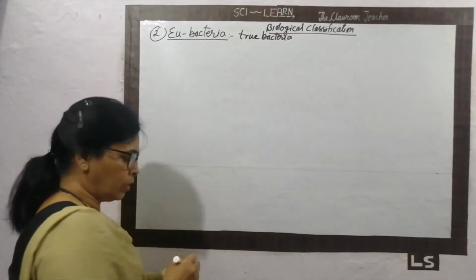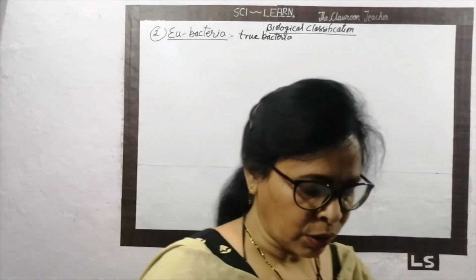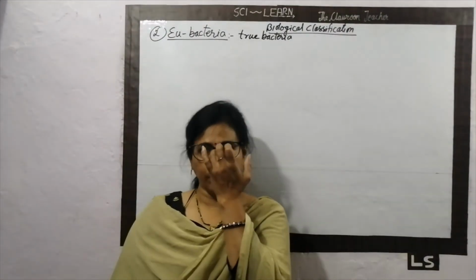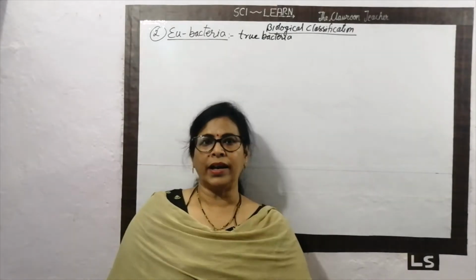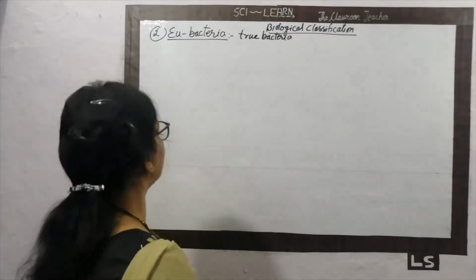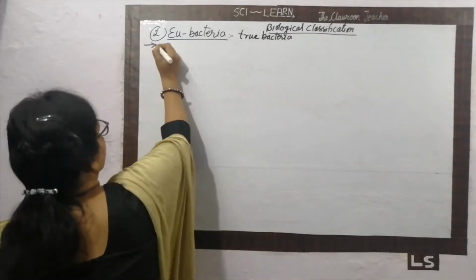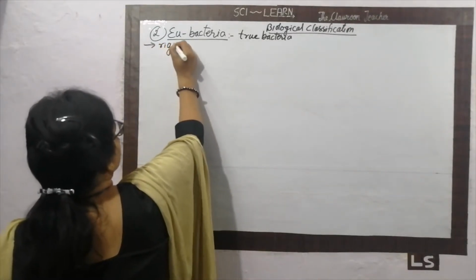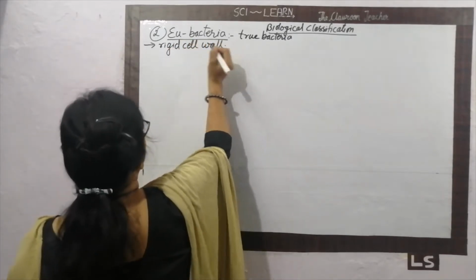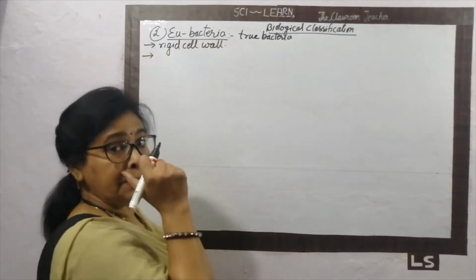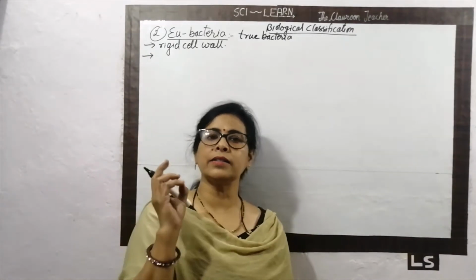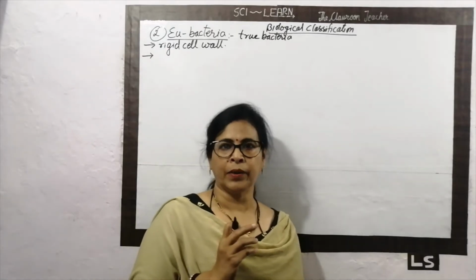These are all called the true bacteria because they are the bacteria of the modern era. What is the peculiarity present in these bacteria? Their cell wall is rigid. Rigid means very hard and tough. The rigid cell wall is present in this type of bacteria, and this is the modern class of the bacteria.